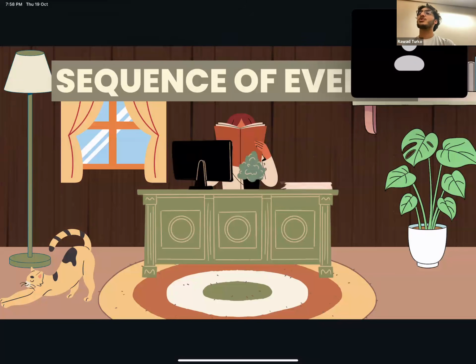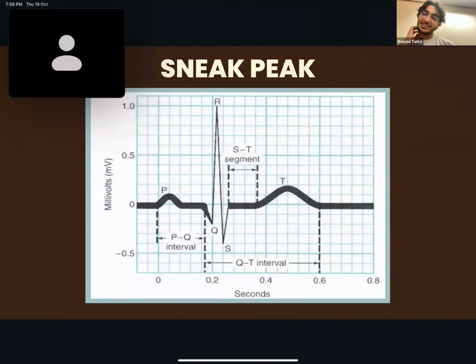Now let's talk about the actual ECG. Sequence of events. Sneak peek. This is what the ECG looks like. I know that the title of this lecture is ECG, but the actual ECG is hardly the most difficult concept in this lecture. The hardest ones were probably the augmented leads and all that stuff. This stuff is fairly simple. As long as you know the electrophysiology of the heart, the conduction pathway through the heart, you should know the ECG really, really well with no problems.